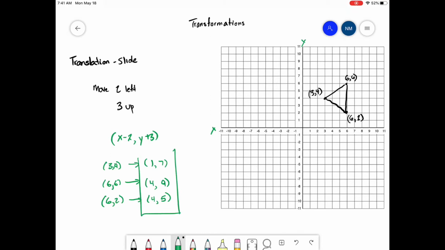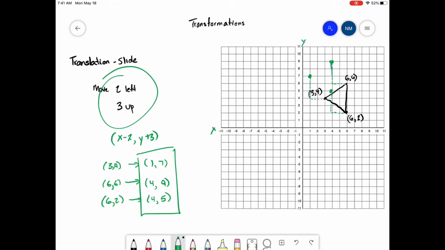I like to do it using that rule way, but you can also just go to your graph. So you look at what it tells you to do, 2 to the left, and you move each point 2 to the left, and then it says 3 up. So I move every point 3 spaces up, and I get my new coordinate. I do that for each one. 2 to the left, and 3 up, and then once again 2 to the left, and 3 up.